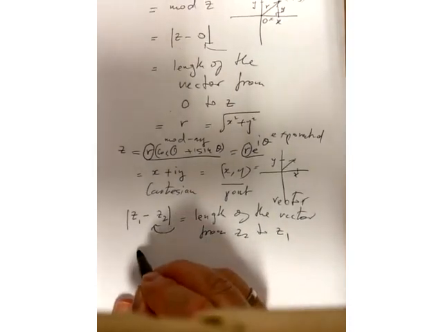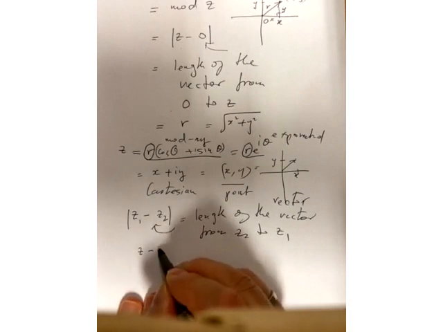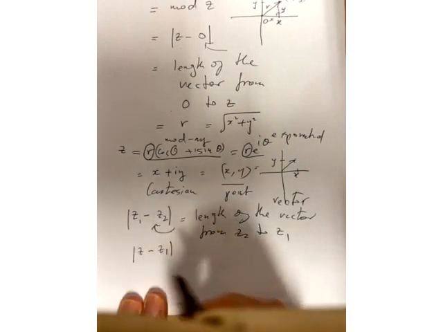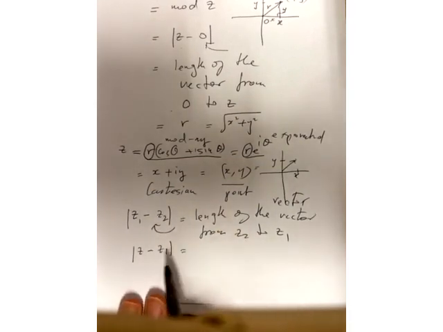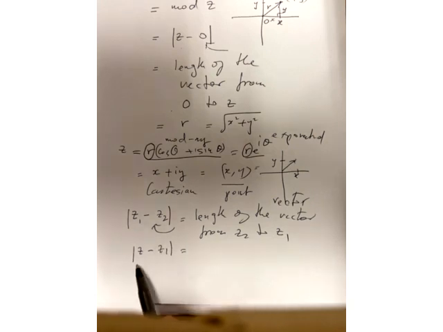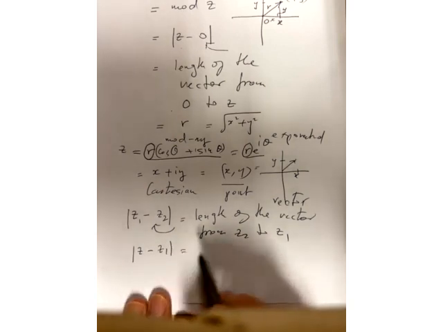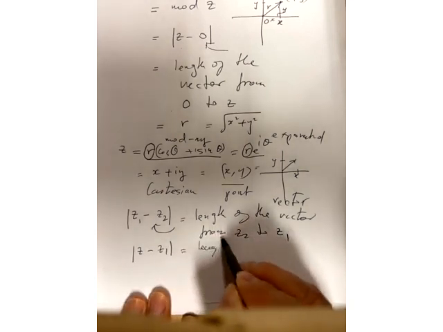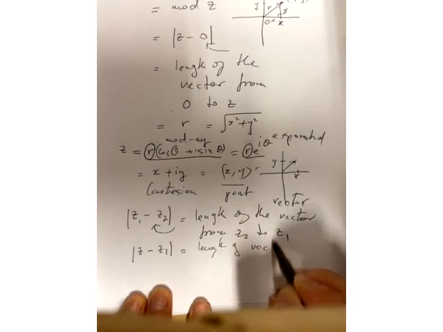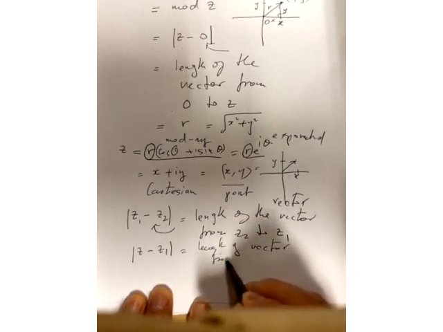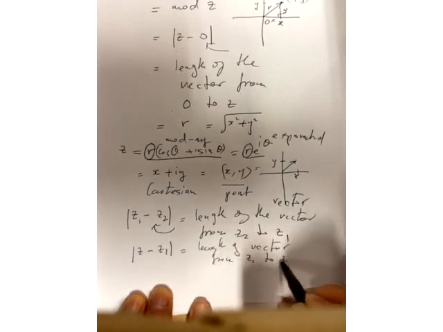What about Z minus Z1? Well, by the same token, wherever that's minus, that's where you start. So this is the length of the vector from Z1 to Z. That's what that is. So that's the length of the vector from Z1 to Z.